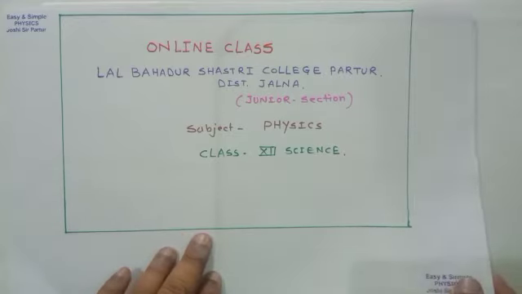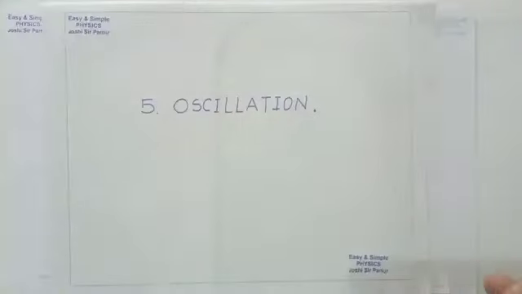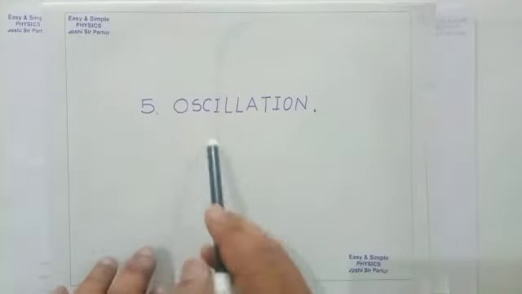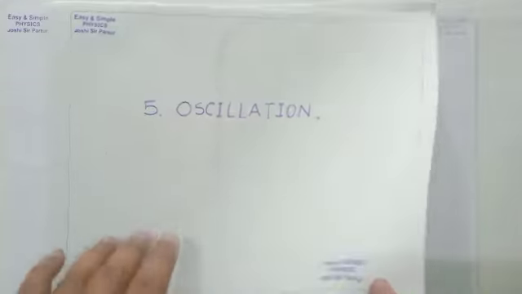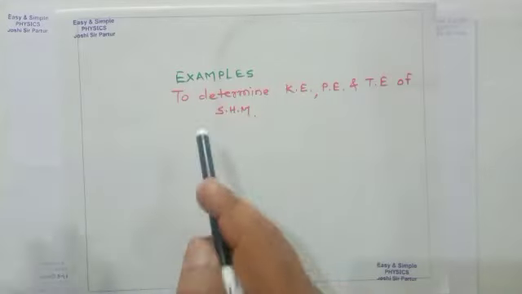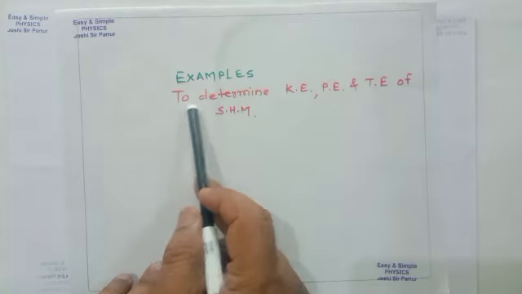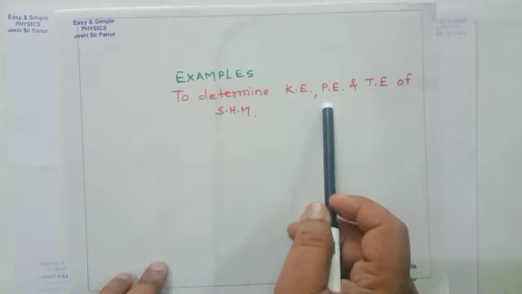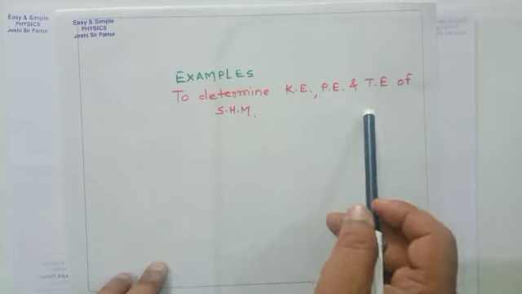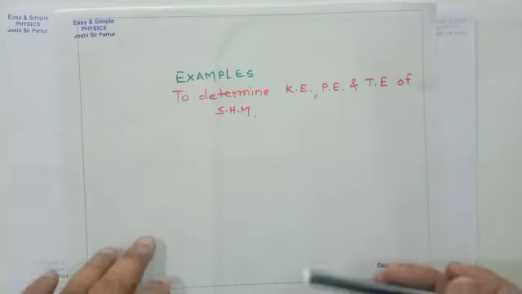Today we have learned about chapter number 5, oscillation. In this chapter we have seen some examples to determine the kinetic energy, potential energy and total energy of simple harmonic motion. So today we have seen first important formulae.